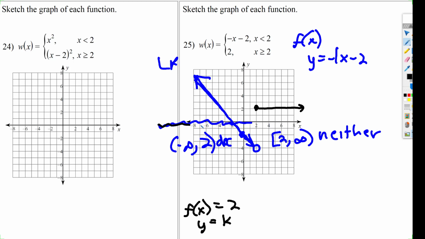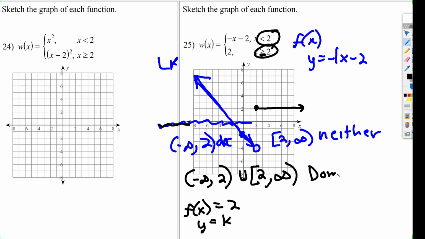Then when we talk about domain, this entire graph is what's going to dictate the domain. So from negative infinity up to 2, and then we'll put the union, and that's a solid line, so square bracket. This one is from 2 to positive infinity, and those are the domain values. Then sometimes you're going to have 3 graphs, and so you have to look at each piece, but it's all part of one function. All right, that's it for piecewise.